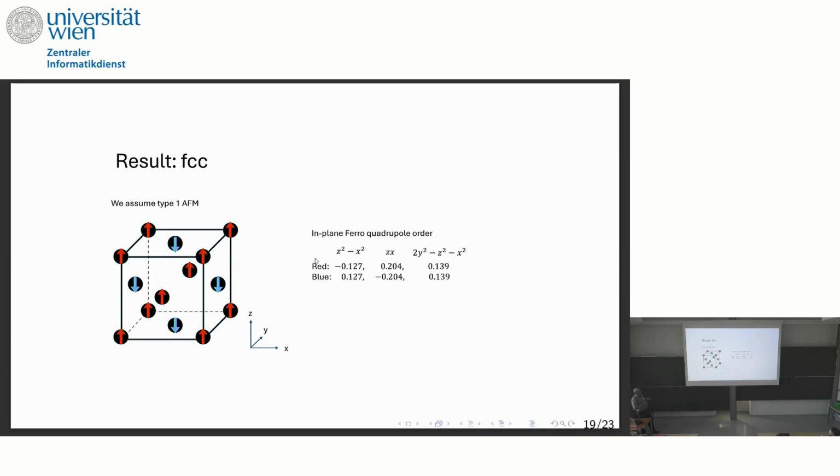In the case of FCC, for this type of ordering, the calculations show that we have two different types of multipolar order. On the different sublattices, we have different multipolar order. They are not just of opposite sign, because this last component is of the same sign. So it is kind of interesting.